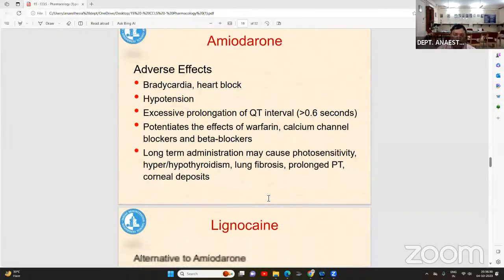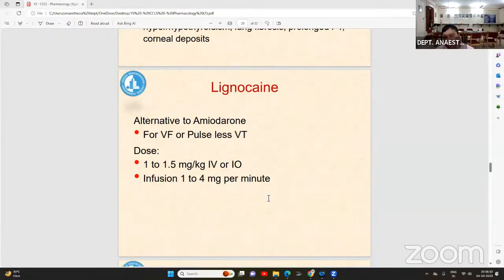Now coming to lignocaine. I just want to mention, most of the atrial arrhythmias will be managed by amiodarone, and for most of the ventricular arrhythmias, the best drug may be lignocaine. Basically, lignocaine is an alternative to amiodarone, particularly for ventricular fibrillation and pulseless VT. The dose is 1 to 1.5 mg per kg IV or intraosseous. It can be used as an infusion at 1 to 4 milligrams per minute.